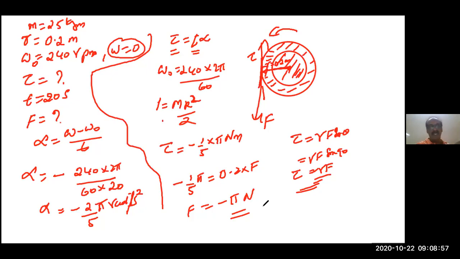Don't just copy, try to understand the numerical. So what is the torque? Torque is equal to minus 1 by 5 pi Newton meter. Torque is force into perpendicular distance, Newton meter.